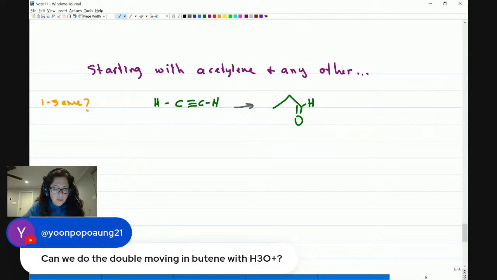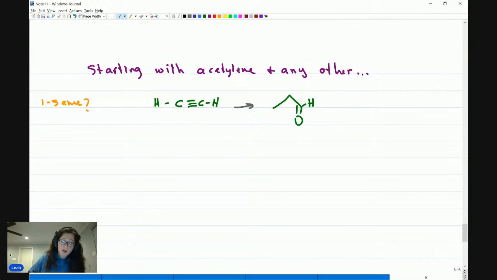Can we do the double bond moving in butene? Can we do the double bond moving in? I'm not following. Are you asking about this one or are you asking about the previous question?